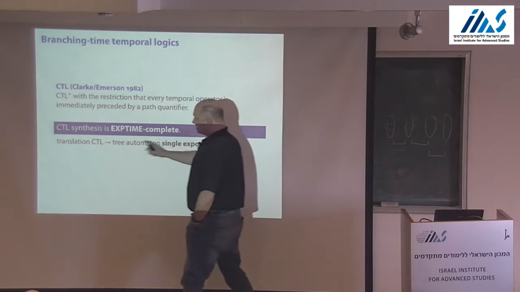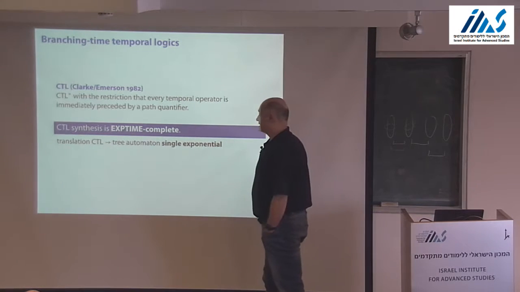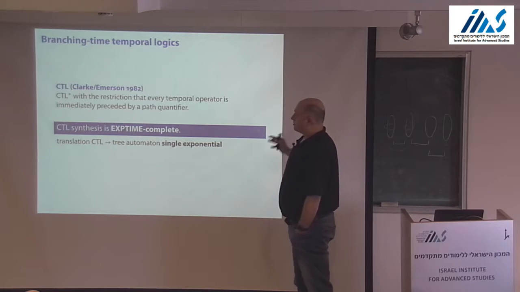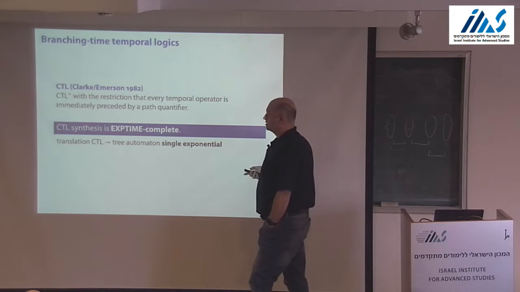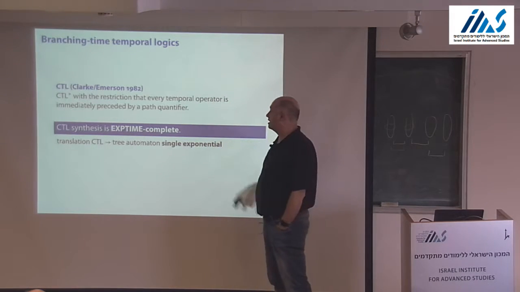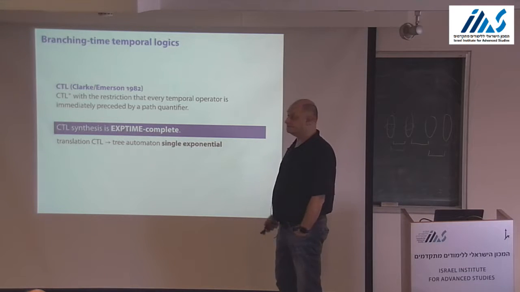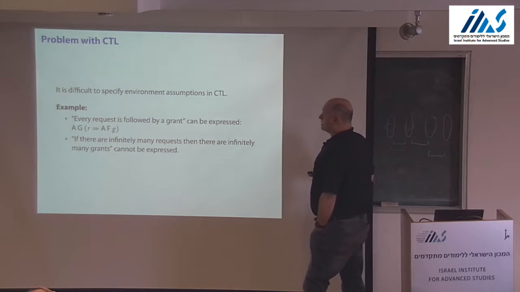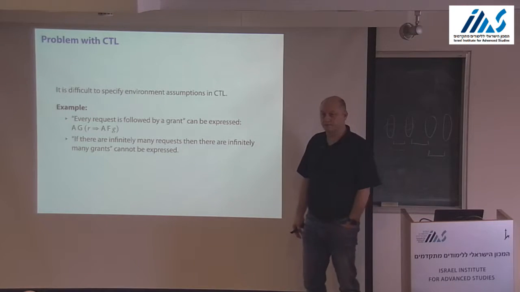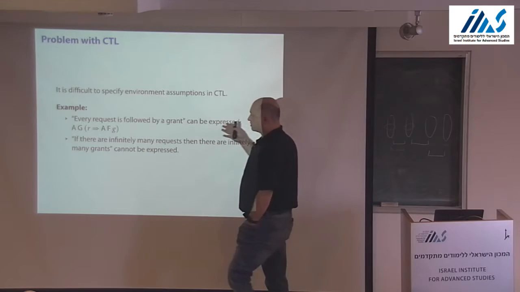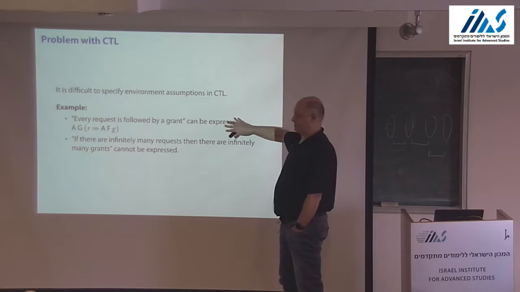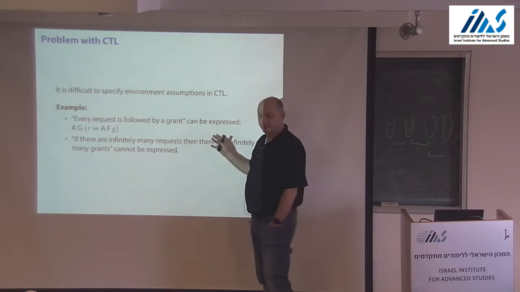And the reason is that translating CTL formulas to tree automata is just single exponential rather than doubly exponential. So now, of course, going to CTL comes with the restriction that every temporal operator needs to be immediately preceded by a path quantifier. And the problem with that is that it suddenly becomes very difficult to specify environment assumptions. So, for example, a typical property that you use in synthesis is this: every request is eventually followed by a grant. And that you can specify in CTL.